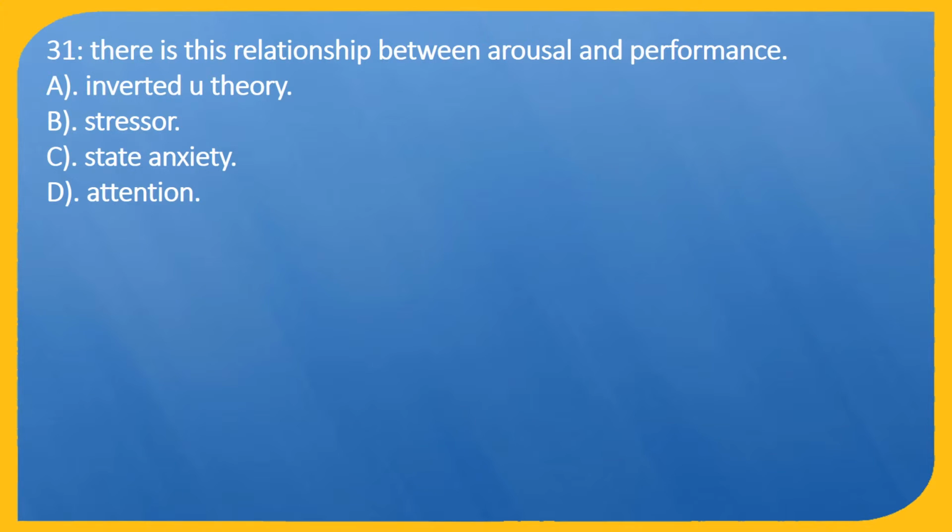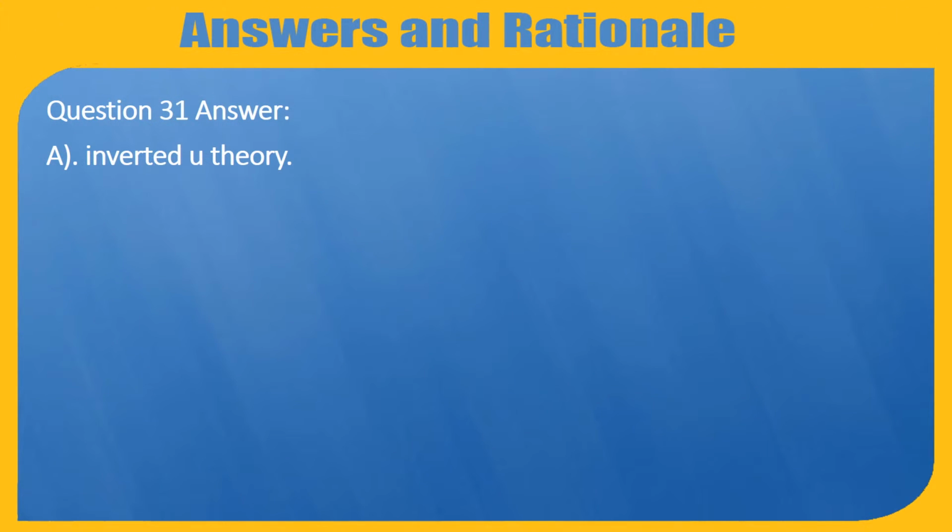Question 31. There is this relationship between arousal and performance. A. Inverted U theory. B. Stressor. C. State anxiety. D. Attention. Question 31. Answer. A. Inverted U theory.